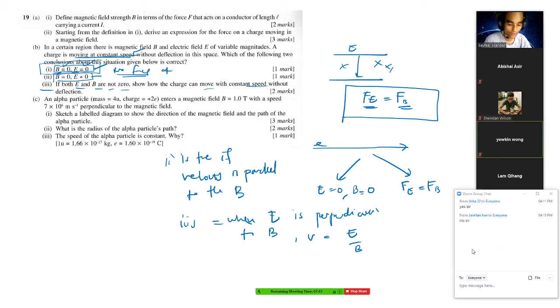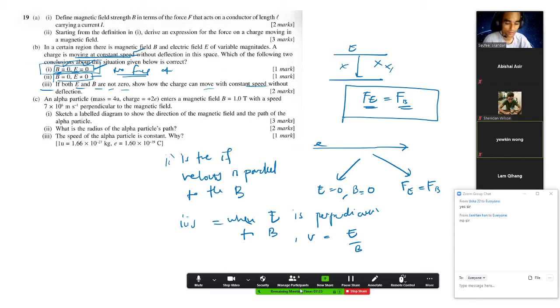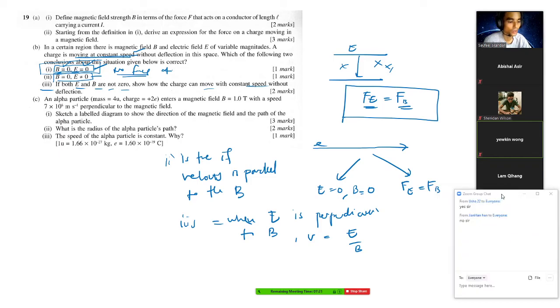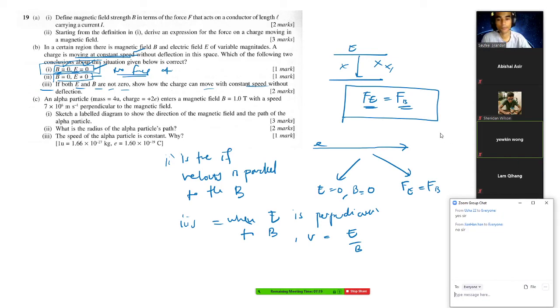I got a notification from Zoom. Going to stop for now. Tomorrow we have a class at the same time. How many came today? Vishai, Keshika. 1, 2, 3, 4, 5, 6, 7. Seven students today. We'll see you tomorrow. We continue with 19C, same time at 4 o'clock. See you tomorrow.